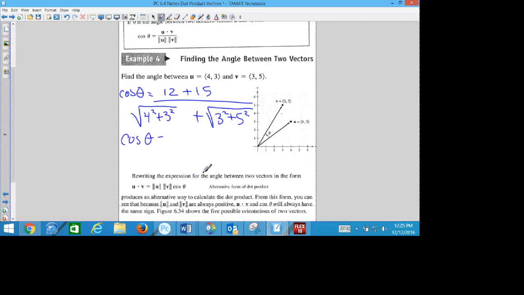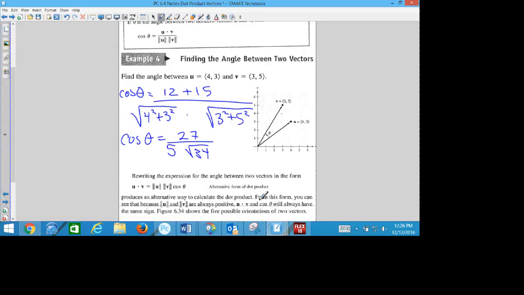So we get cosine theta, and then we're going to simplify it. We're going to get 27 over 5 plus, what are the times? Times, oh my gosh, what am I doing? Thank you. Five times radical 34. And then I'm not going to do anything else with that yet.